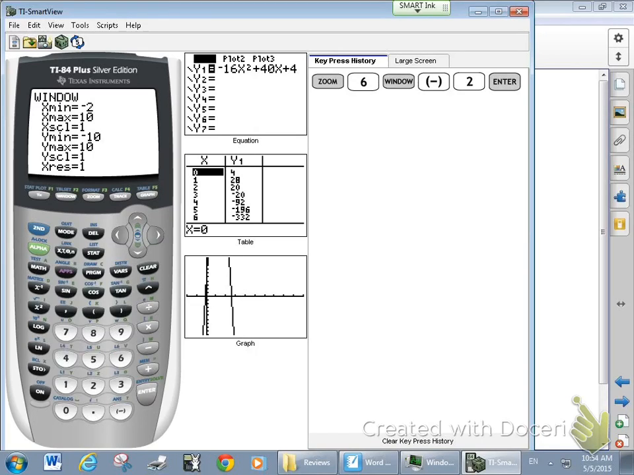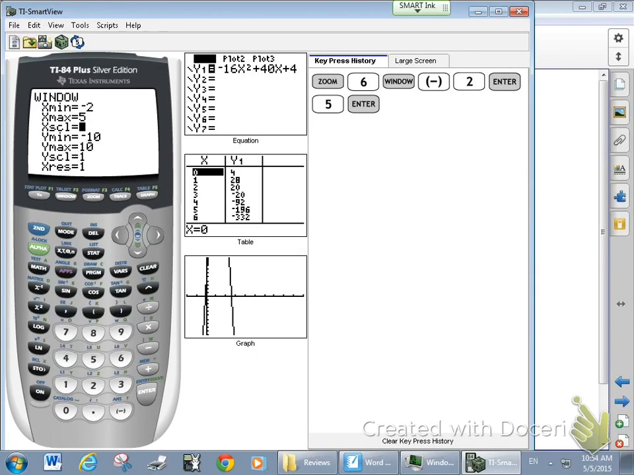Now my x-max, I'm going to change that to what I think is appropriate. In this situation, it is a football that is being punted in the air, and so we need to figure out how long it is going to take for that ball to come down. Realistically, I would say 5 seconds. So we change our x-max to 5 seconds. That could be different. I might have to change that, but we'll see.